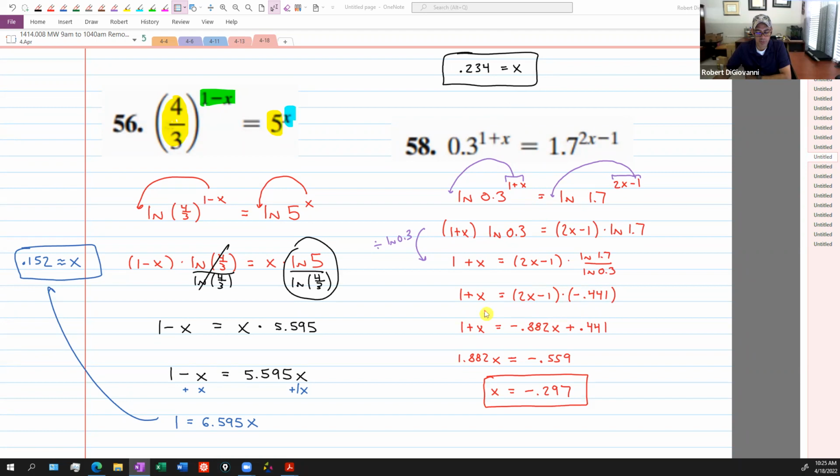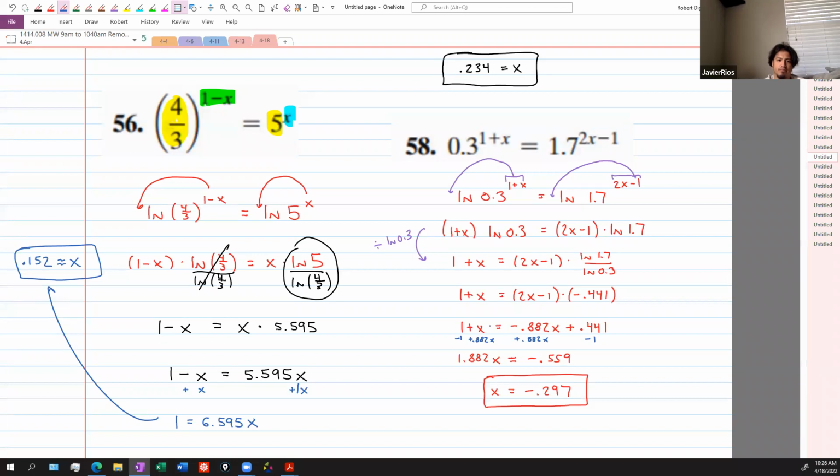Who has questions? How did you get the negative 0.559? What did I do here? Oh, so I added this to both sides, so that gave me 1.882, and then I did 0.441. I subtracted 1 on both sides. Yeah, so on this one I subtracted 1, and here I added 0.882x. Is that not what you're getting? I think 0.44. I got it now.